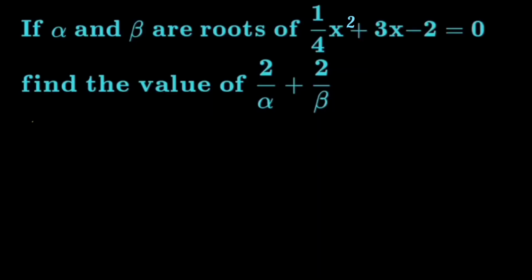If alpha and beta are roots of the equation (1/4)x² + 3x − 2 = 0, find the value of 2/α + 2/β.